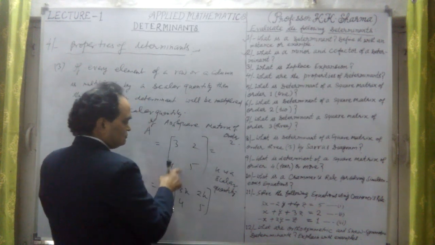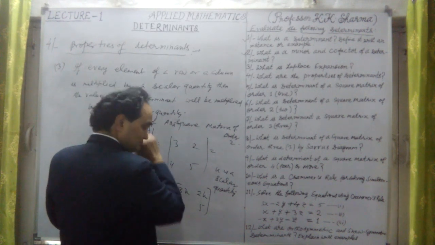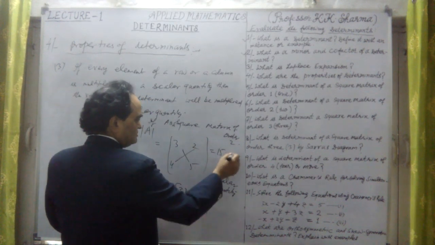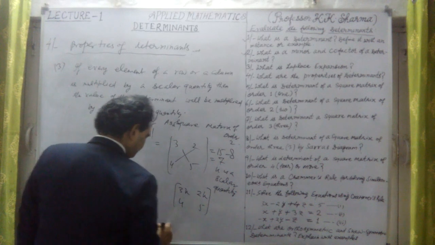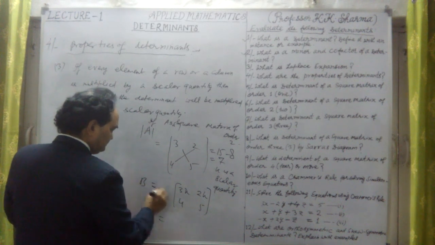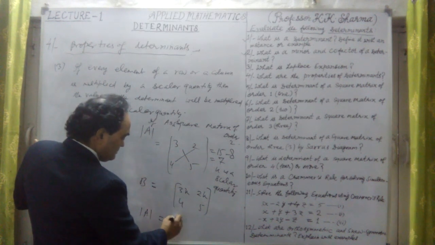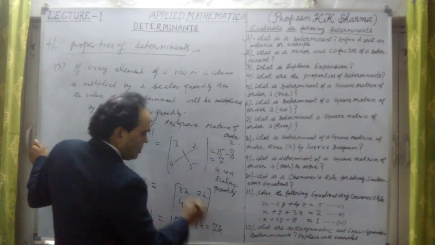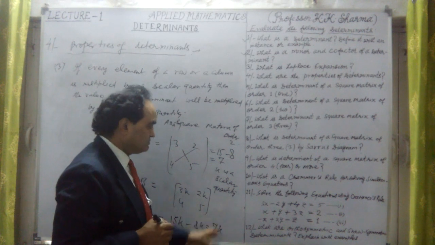But in the first one, if I find this determinant, let me write in determinant form. Determinant A is equal to 5 into 3 is 15, this is cross multiplication, and then minus 8, which is positive 7. In the second case, let me take B. After multiplying by scalar quantity K, this is 15K minus 8K. What we see here is 7K. So this quantity is multiplied by K. The determinant value is multiplied by K.